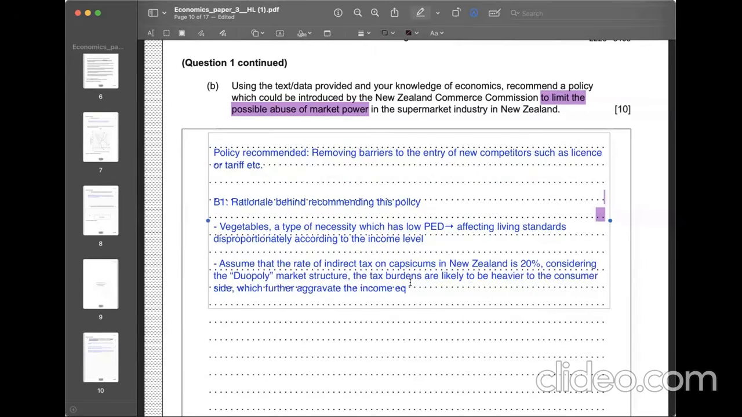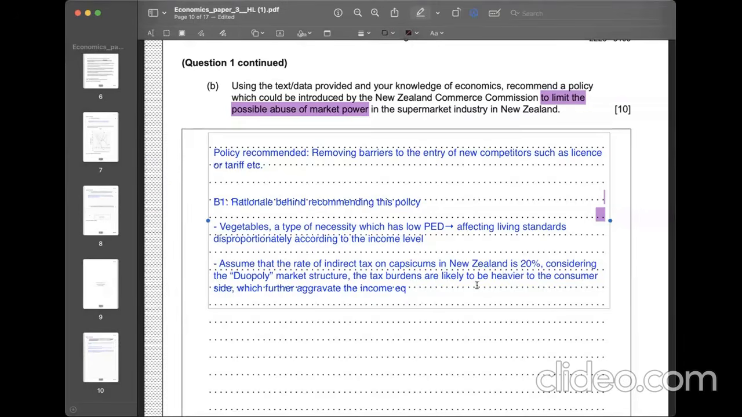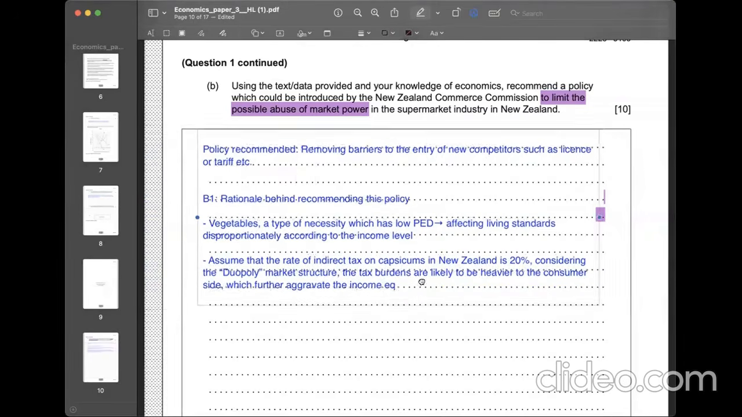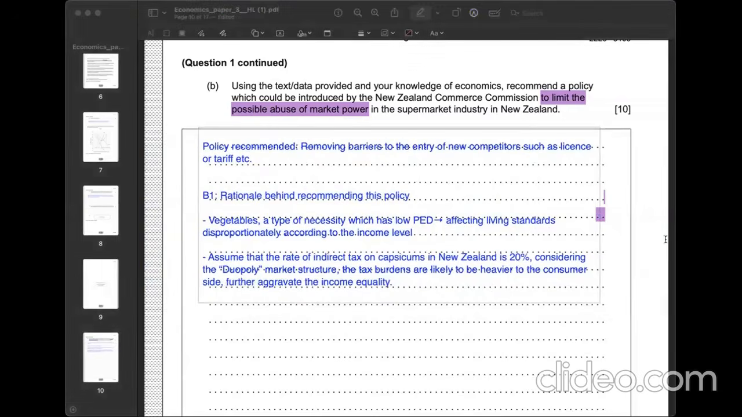Next rationale is that, considering the relatively high rate of indirect tax on capsicums in New Zealand and the duopoly nature of the market structure, the tax burden is highly likely to be heavier on consumers, obviously not the producers. Therefore, it's going to further aggravate the income inequality of the country. So I guess it has to be made more affordable by making the industry more competitive.